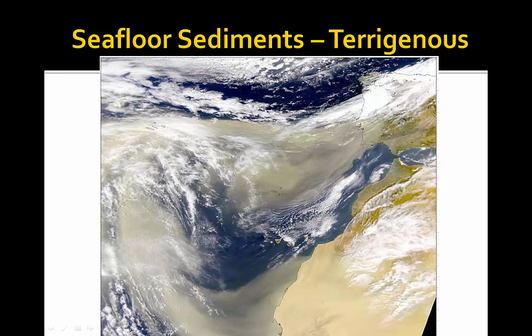There are three major categories of sediments being deposited on the seafloor, differing by where they come from. Terrigenous sediment comes from land and includes particles washed in by rivers and blown in by wind. This image shows the coast of Africa and southwest Europe, and the dust from the Sahara being lifted into the Atlantic Ocean.